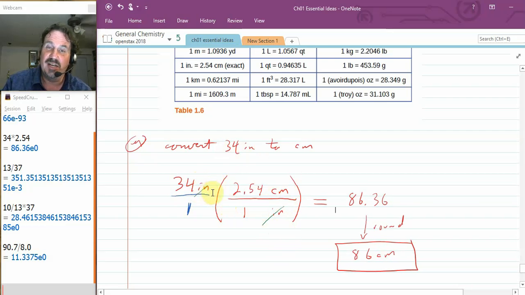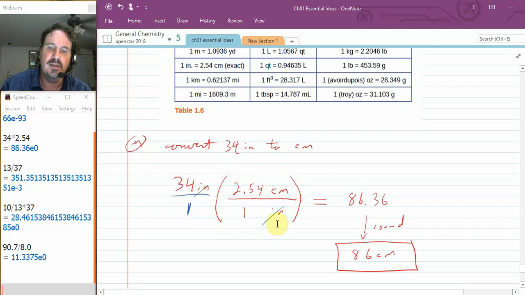I have inches that I'm starting with on the top. So you know what? I'm going to put inches on the bottom here. That way they'll cancel. If I put the inches on the bottom, then the centimeters are going to go on the top. And when I multiply this all out, those inches, top and bottom, will cancel. The centimeters don't cancel with anything. There's no centimeters on the bottom, so they'll remain.